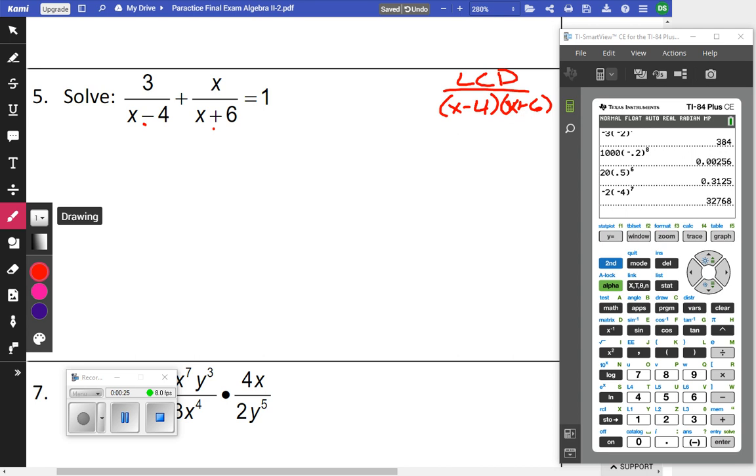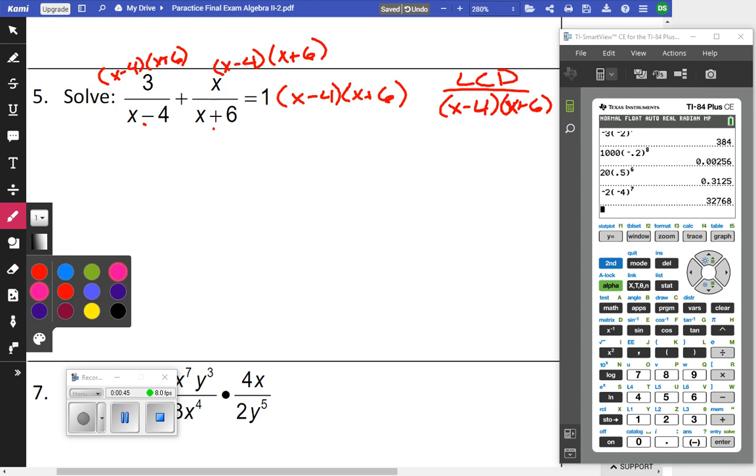Since there's a fraction and an equal sign, I'm going to multiply everything by x minus 4 and x plus 6, every numerator. So I'm going to multiply this by x minus 4 and x plus 6, and I'm going to multiply this thing by x minus 4 and x plus 6. If you found the correct LCD, when you put these together, it's going to cancel.